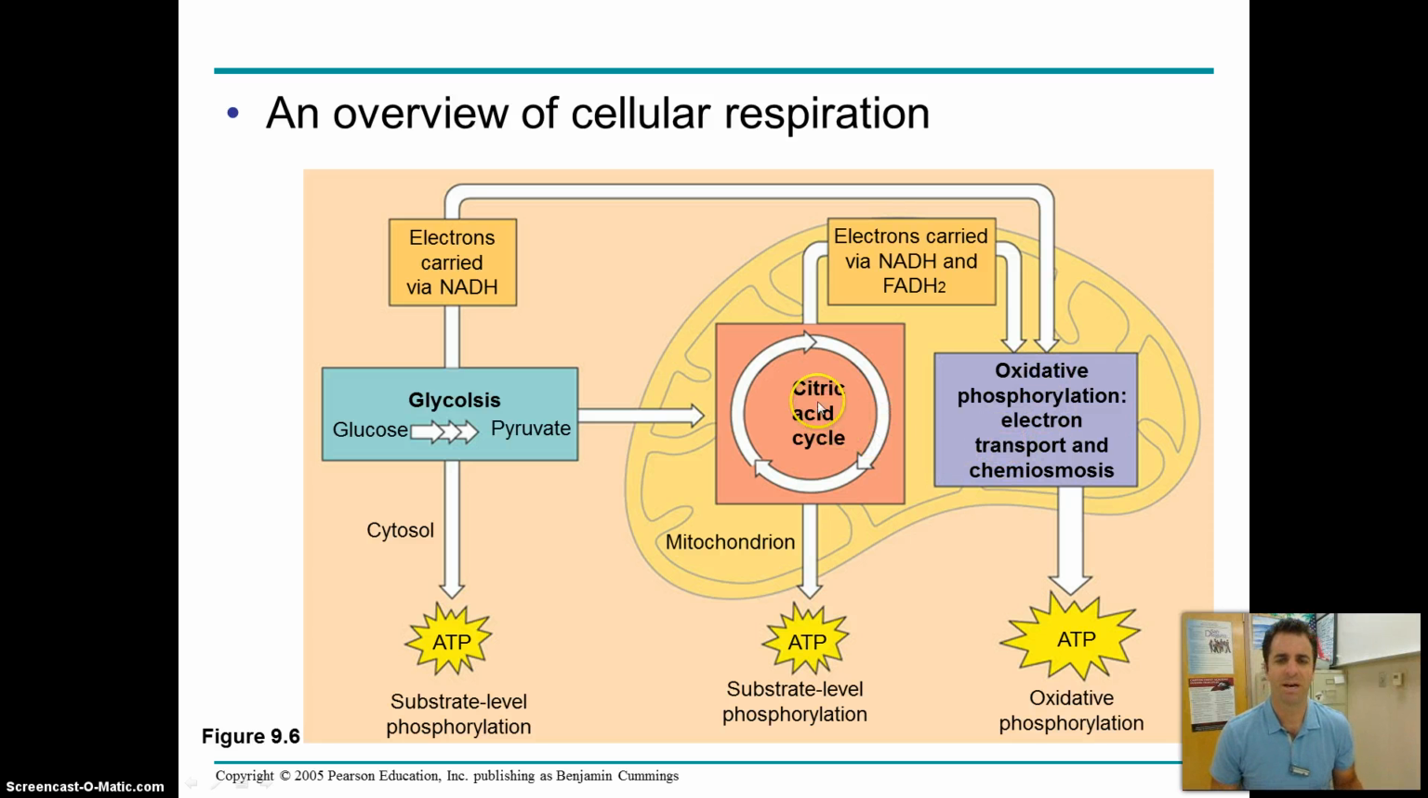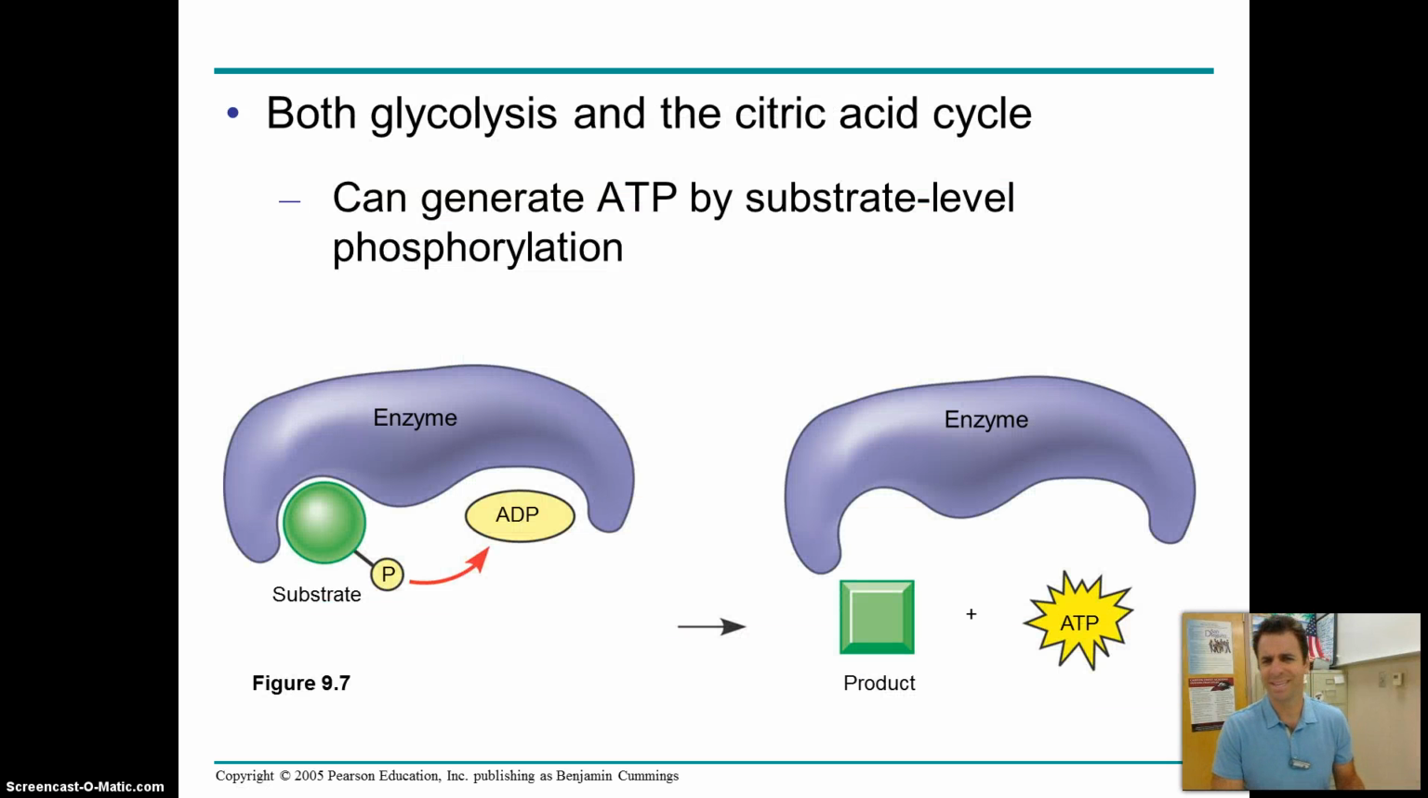Citric acid cycle happens in the mitochondria, specifically in the matrix of the mitochondria, and produces a little bit of ATP through substrate level phosphorylation again. Also produces some electron carriers NADH and FADH2, which carry the electrons over to oxidative phosphorylation, the electron transport chain, and uses those electrons, just like the ones over here, to make a whole lot of ATP through oxidative phosphorylation and chemiosmosis.